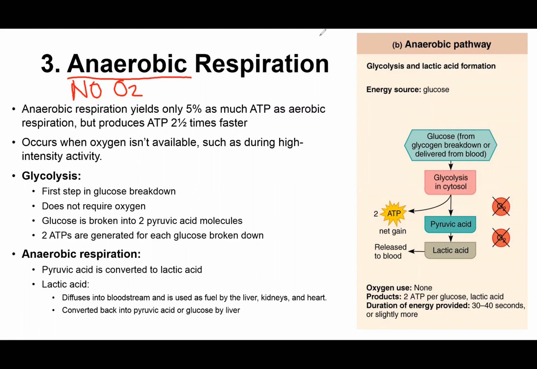So what happens in the anaerobic pathway is first we go through glycolysis, just like we did with aerobic respiration. And so we end up with this pyruvic acid molecule. And from glycolysis, we got 2 ATPs. Now, in anaerobic respiration, if we don't have oxygen, then instead of sending the pyruvic acid to the mitochondria, what happens is that pyruvic acid gets converted into lactic acid.